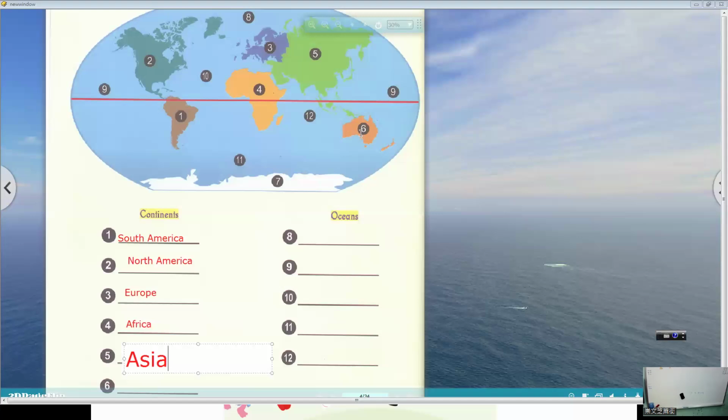Number 6. This one, the smallest continent, that is Australia. AU makes an STR, Australia. Next, what's number 7?